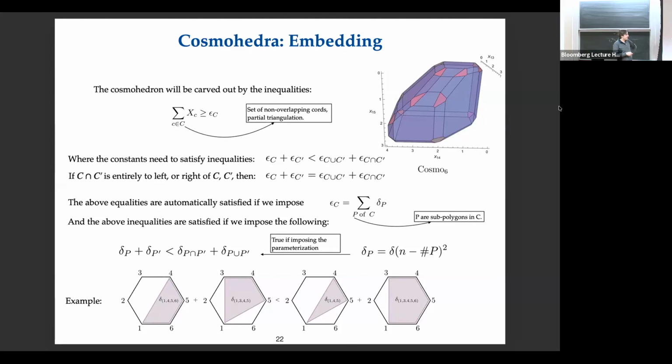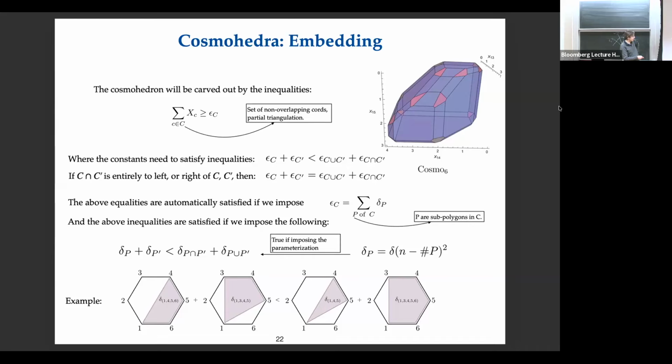But you can also label a facet by sub-polygons. So you just map the epsilons to a sum of constants, the deltas, where each constant is associated to a sub-polygon. And this automatically satisfies the equalities, and it reduces the inequalities a lot into this form. And they're very trivially satisfied by a convex function. And here's an illustration of what these inequalities look like.